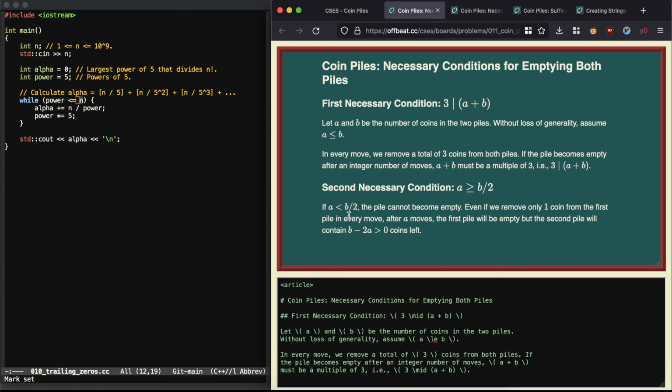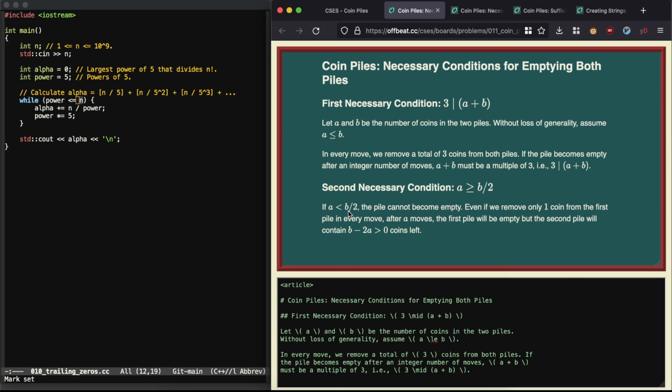Okay, so let us assume a is 5, b is 10. This is an example for which we will have a solution. A is 5, b is 10. We can remove one coin from a and two coins from b in each move, and we can make both the piles empty. So a has 5, b is 10, exactly double.